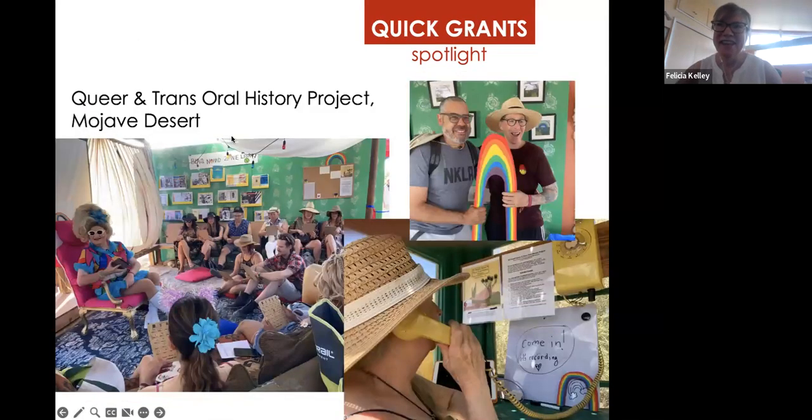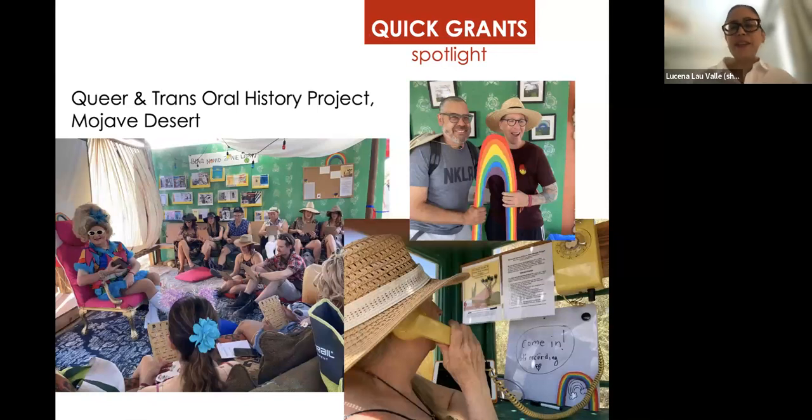Okay, back to you, Lucena. Thanks. And I'll just jump in quickly with a project that I think is also a really wonderful example of a quick grant project that includes all of the things that Felicia had mentioned, from knowledge production to participatory learning to place-based learning. This was a project that was funded last year. This is the Queer and Trans Oral History Project located in the Mojave Desert. And similarly, the organizer of this project realized that there was a lack of information about the lives and experiences of queer and trans community members in the high desert.